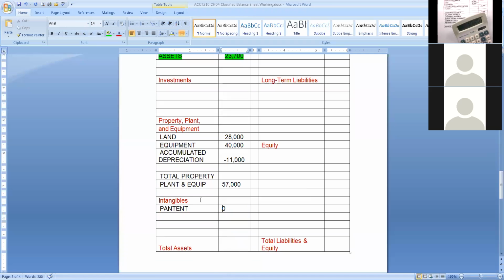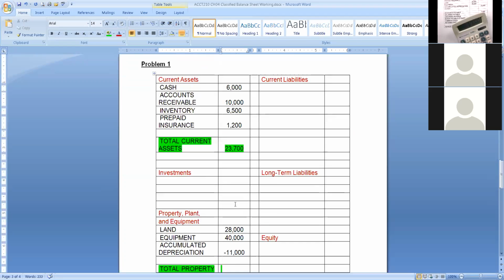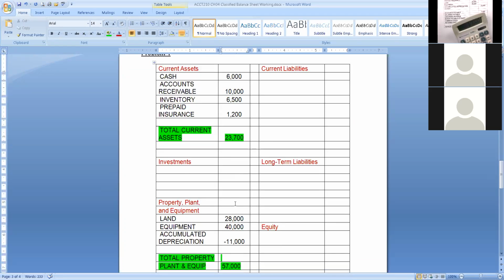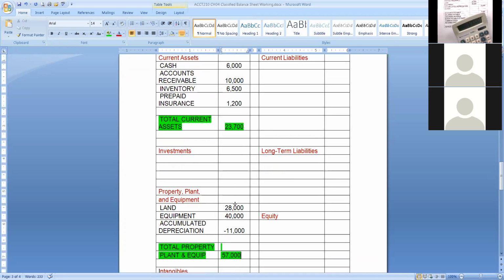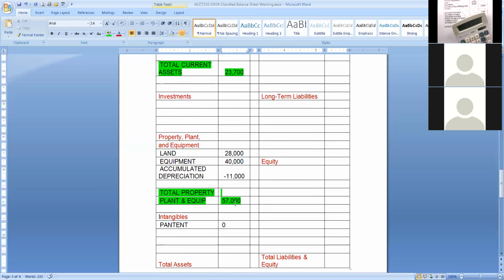All right, so basically our total assets. Here's the thing about this: it's not going to change the dollar value of the assets. It's just putting them in different categories. There's nothing really being taken out; it's just putting the assets together. Okay, so I'm going to take 23,700 plus 57,000. That gives 80,700.